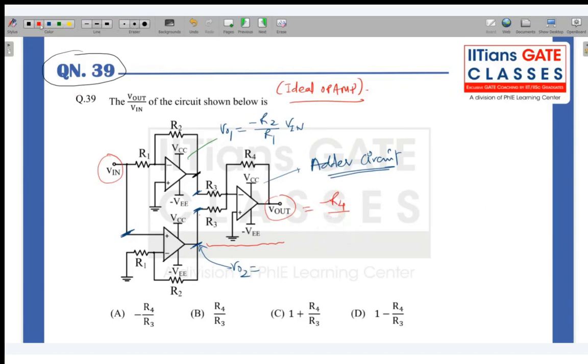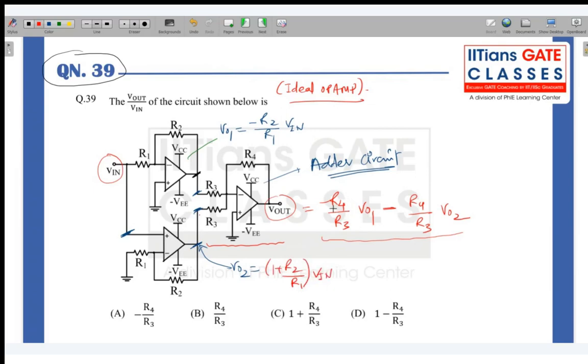Times V naught 1. Okay, again you just turn this off, right? You have to make this V naught 1 grounded, right? So the next output will be R4 by R3 times V naught 2. This is by superposition we have written directly, right? Okay, now you can plug in this V naught 2. V naught 2 we have already got, that is R2 by R1 times V in. Okay, so you can also take this R4 by R3 common.